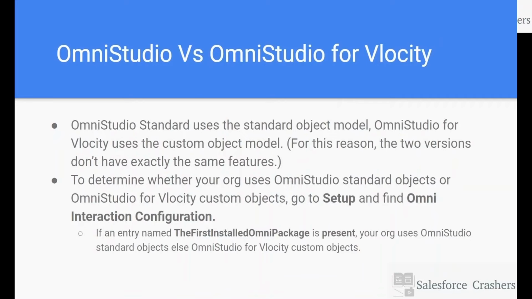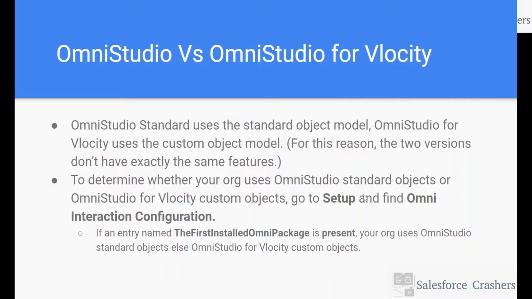Now, whenever you come across Omnistudio, you'll always come across this term, Omnistudio for Velocity. So what is the difference between these two? Omnistudio standard uses a standard object model and is mostly used currently. Omnistudio for Velocity uses a custom object model. And because of this model difference, you'll see the two versions do not always have exactly the same features. Omnistudio is for more general purposes, and Omnistudio for Velocity was mostly built for industry-specific solutions.